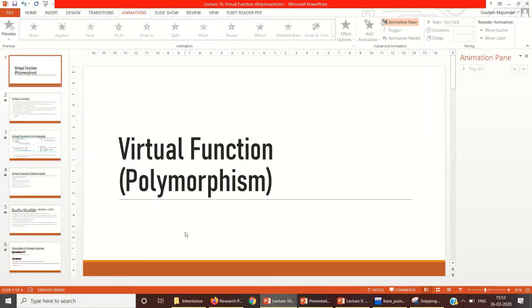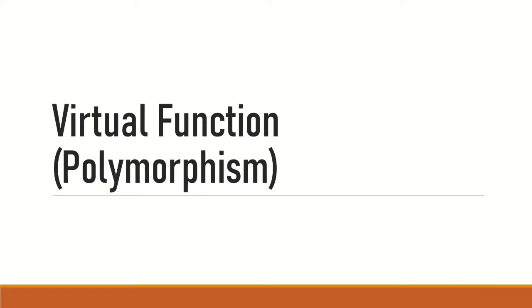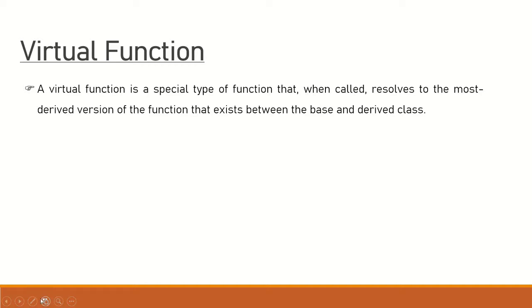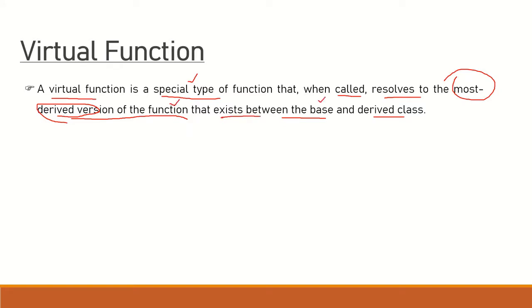This lecture is totally based on the virtual function, and this is one of the ways that we can achieve polymorphism in C++. So let's first try to understand what we mean by a virtual function. It is a special type of function used for what purpose? To resolve the most derived version of the function that exists between the base and derived class. This virtual function will help us call the most derived version of a function that is available in between the base and derived class.